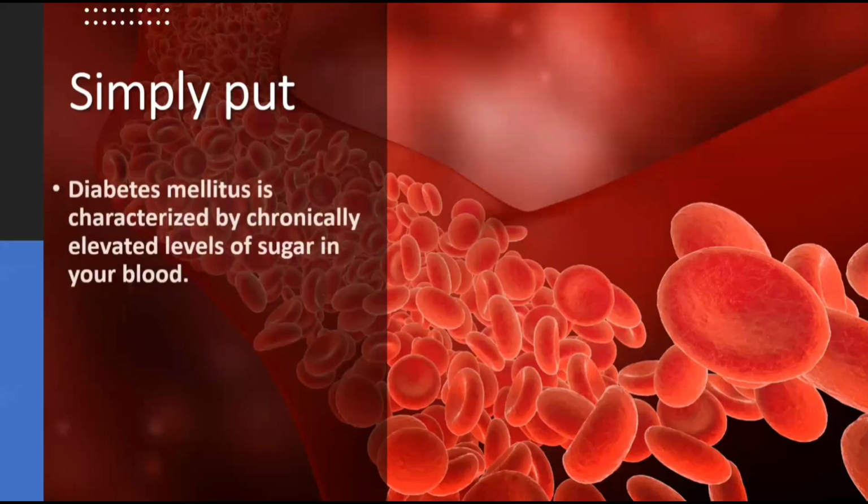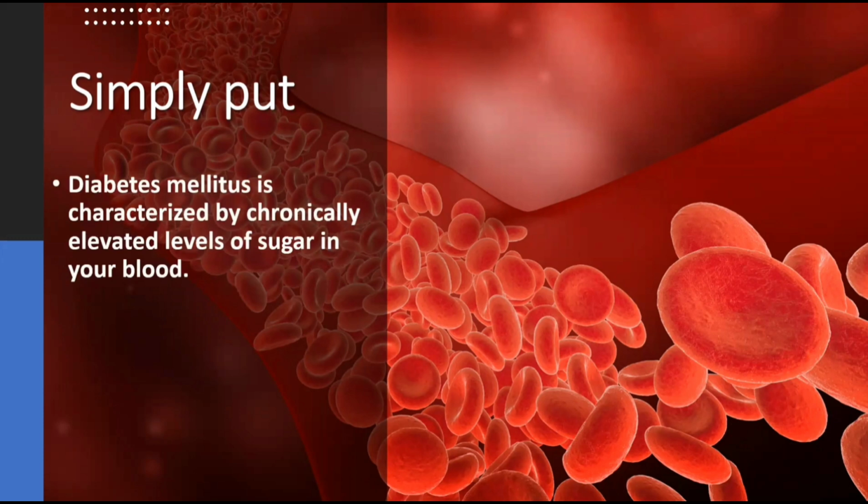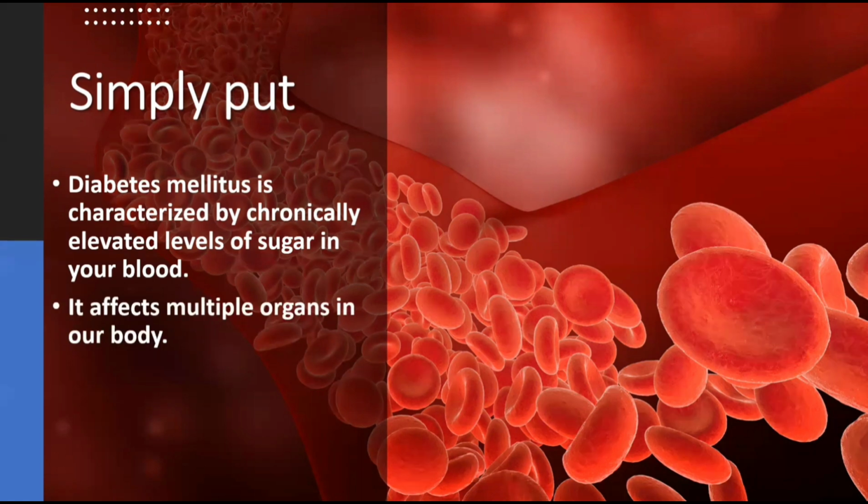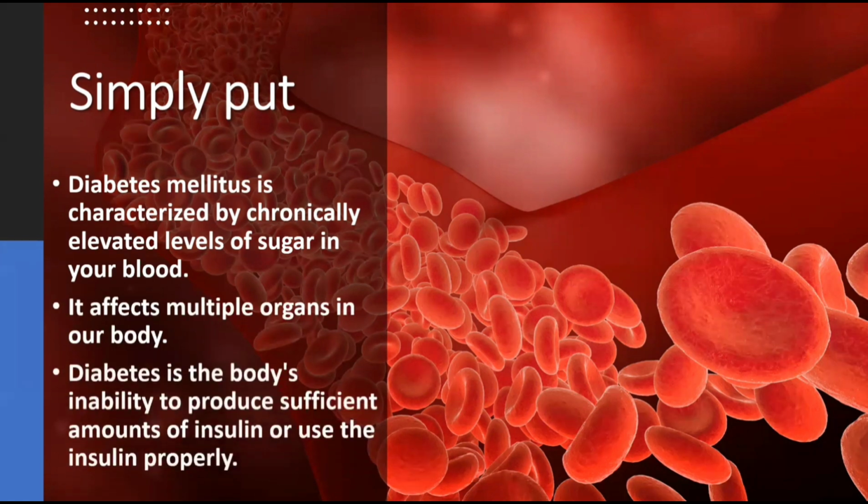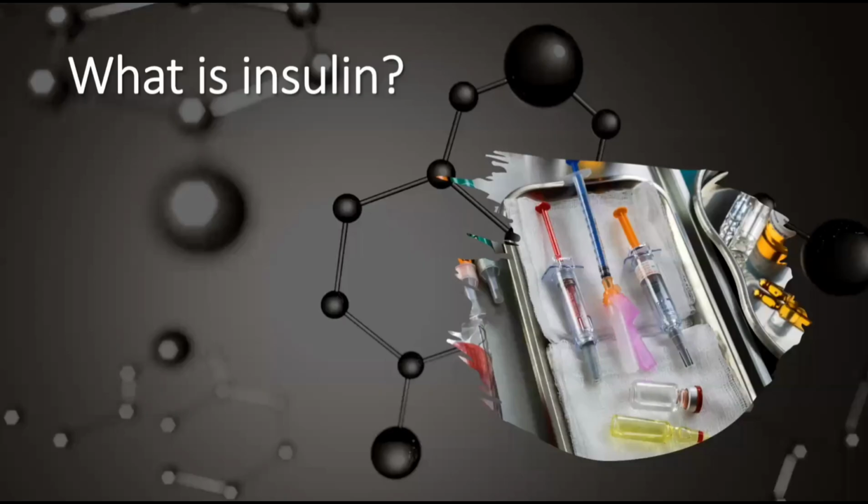Simply put, diabetes mellitus is characterized by chronically elevated levels of sugar in your blood. It is a complex disease which affects multiple organs in our body. Diabetes is a term used to describe the body's inability to produce a sufficient amount of insulin or use the insulin properly. This leads us to the next question.